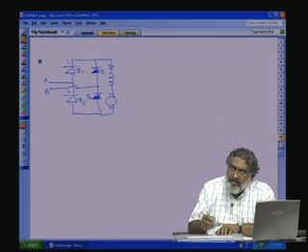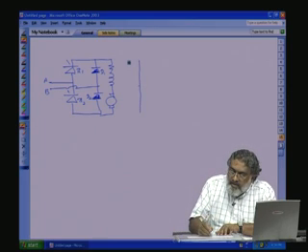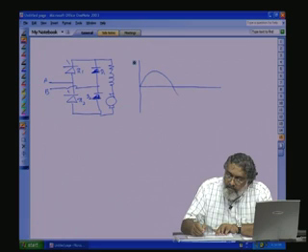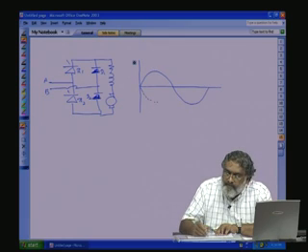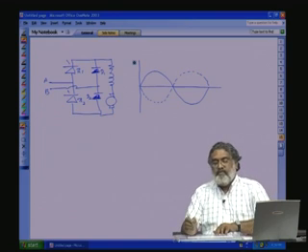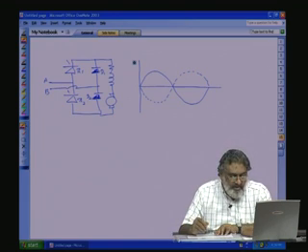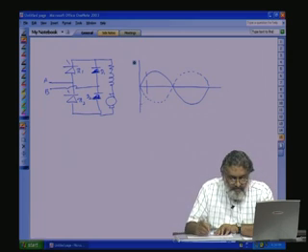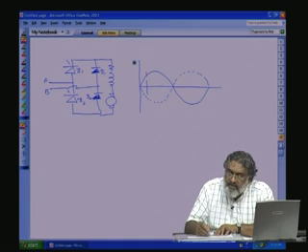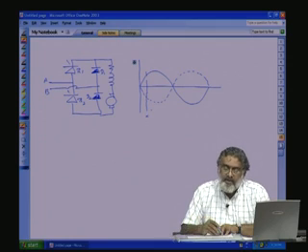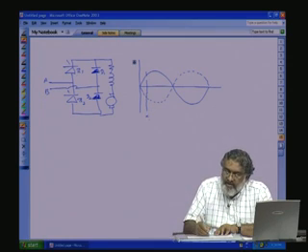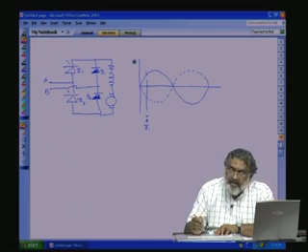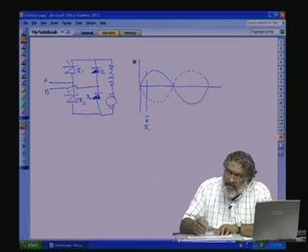Okay. Again, let us draw our mains voltage. This is our VAB, this is our negative VAB. Here also we are firing with respect to firing angle alpha. The moment TH1 is fired, at this point we are turning on TH1. So, what will happen? TH1 and D2 will conduct.